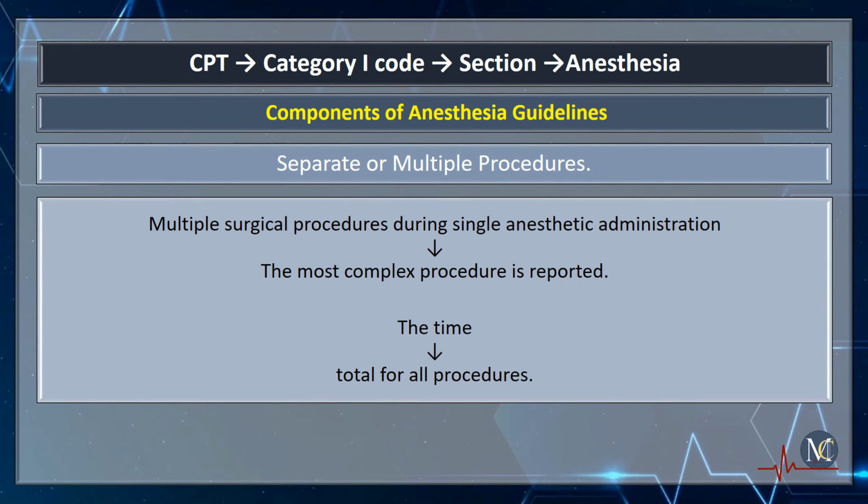Next component of the anesthesia guideline is separate or multiple procedures. When multiple surgical procedures are performed during a single anesthetic administration, the anesthesia code representing the most complex procedure is reported. The time reported is the combined total of all procedures. Let's take an example to understand it.